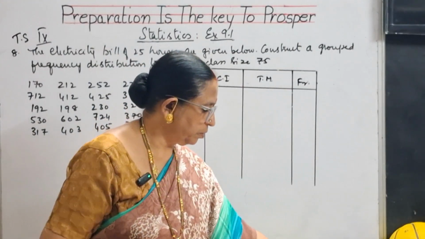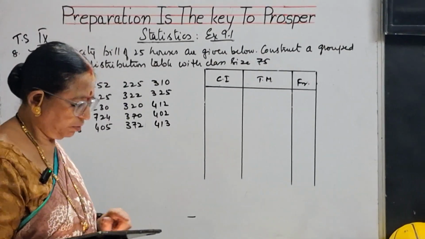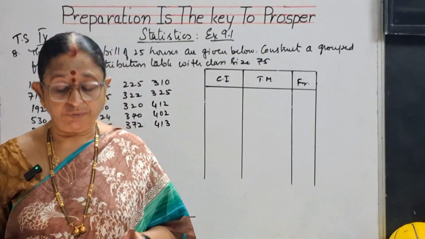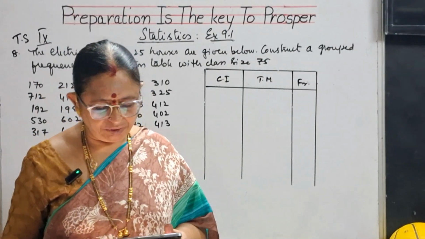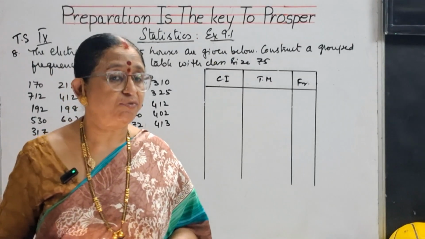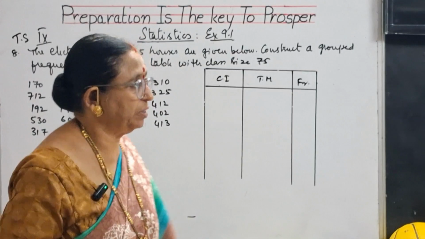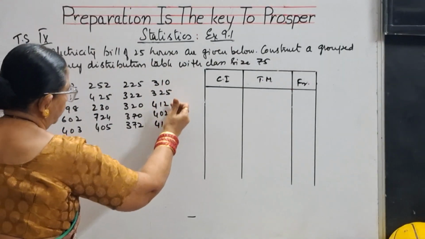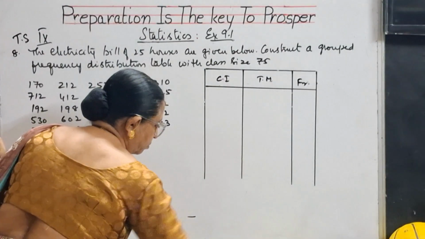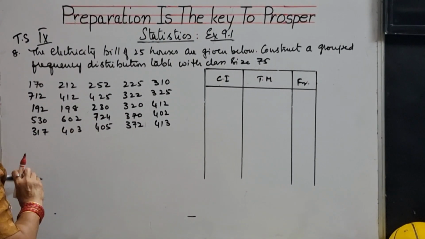Now it's the 8th problem, children. These are the data that is given to you. The problem is: the electricity bills of 25 houses in a locality are given below. Construct a grouped frequency distribution table with a class size of 75. Class size is given to you. That means class interval they have given to us. So let us see what is given. This is the table. The table I have written means the raw data I have made into groups of five, children, so that we can identify the least and the greatest value and find out what is the range.